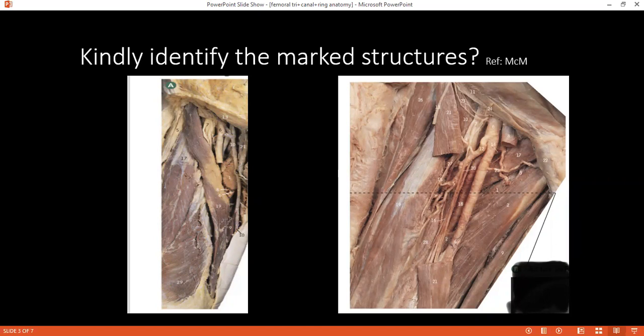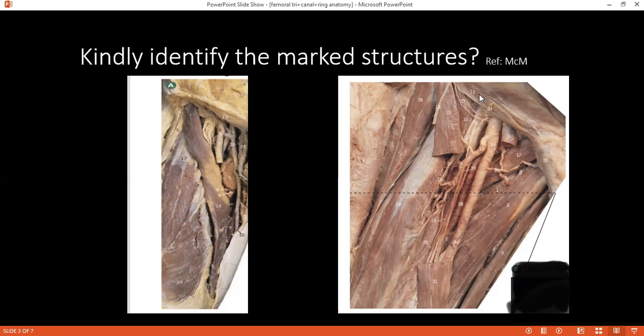Can you please tell me how this femoral region is formed, or what it constitutes of? Superiorly, it is formed by the inguinal ligament. Can you identify the inguinal ligament as we are talking? Which number is the inguinal ligament? Ma'am, it's number 11. Good.